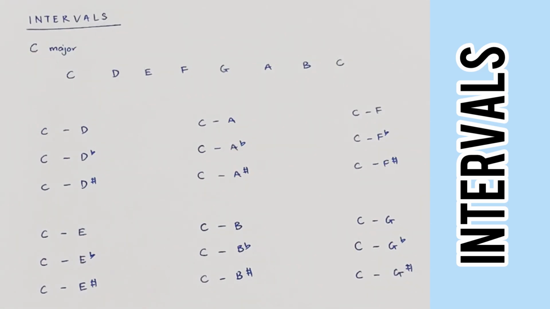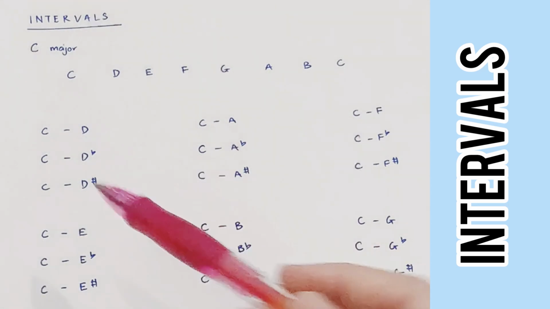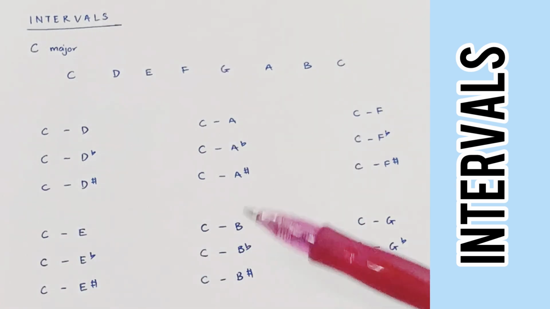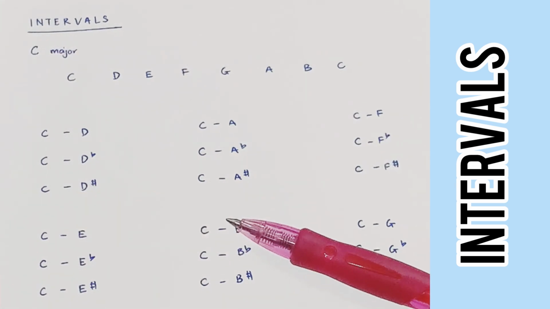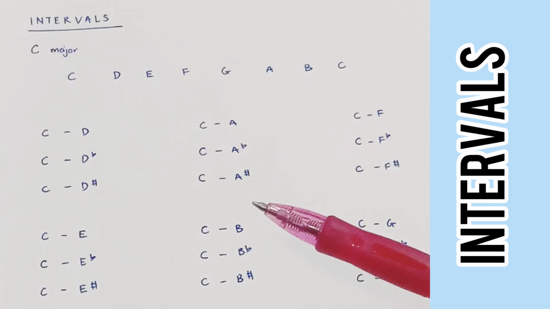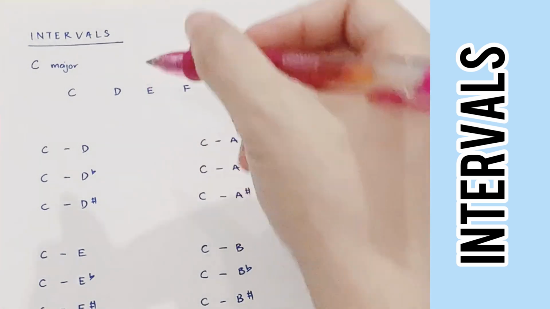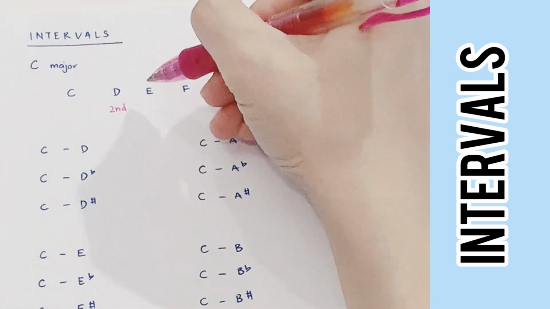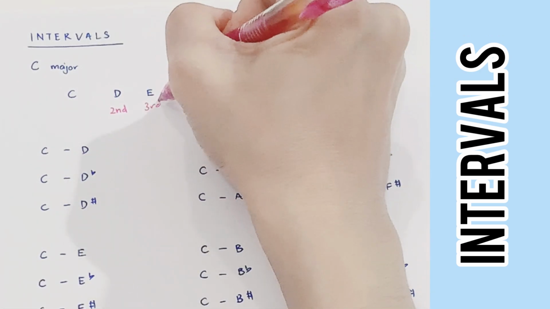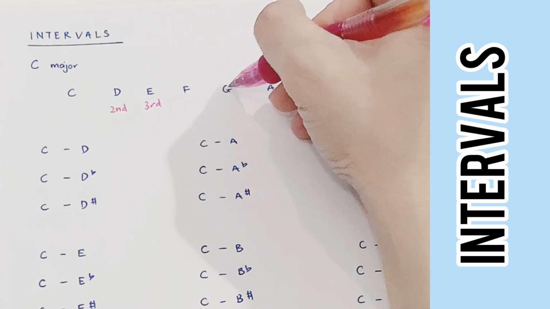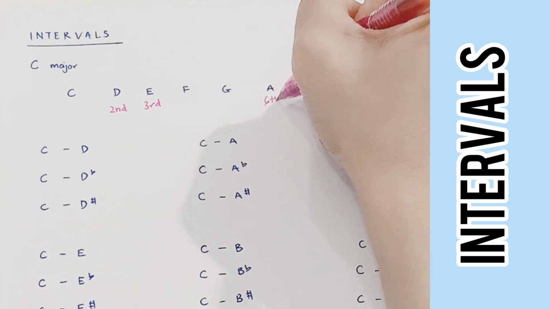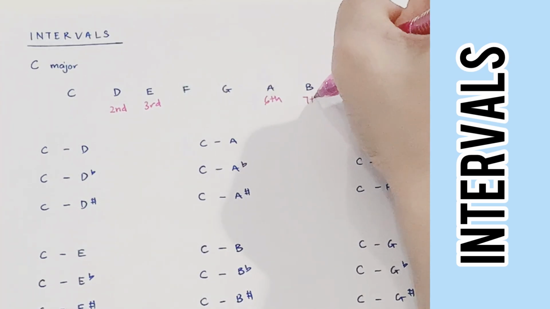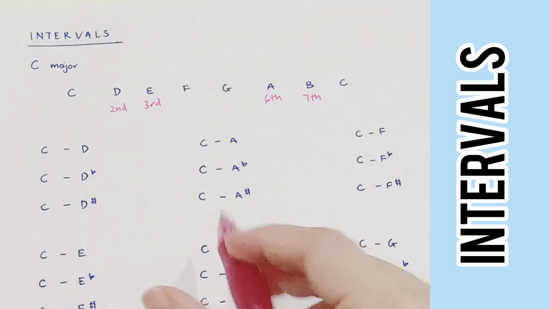Alright, so let's say now we have the C as the lower note. Everything will be in terms of C major for the sake of simplicity. C to D is a second, C to E is a third, C to F fourth, G fifth, A sixth, B seventh, and C to C an octave.